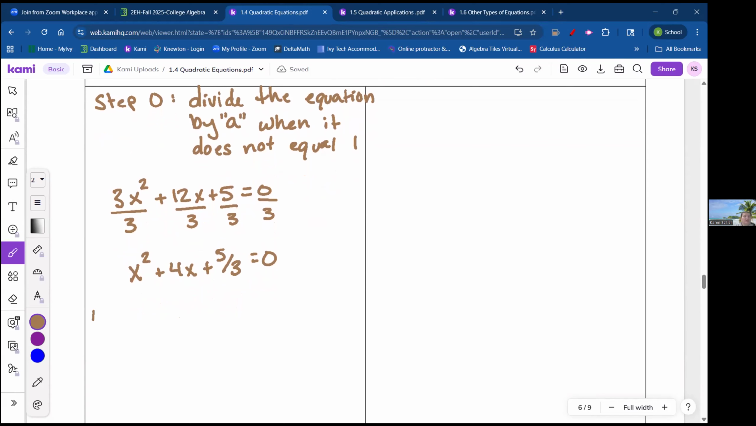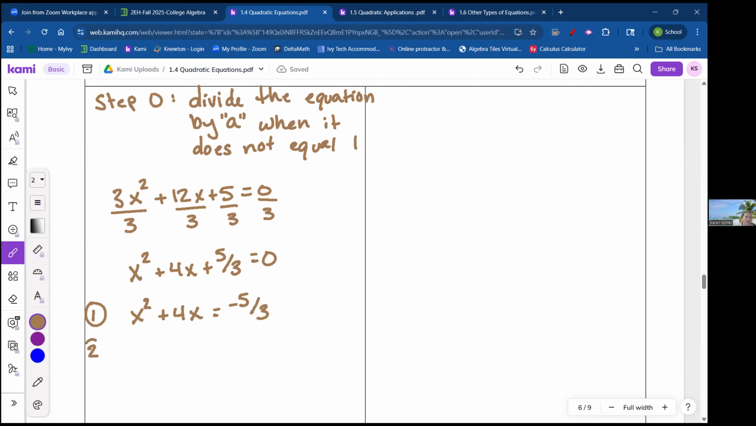Then we can start on step 1. I'm going to move the 5 over 3 to the right. It'll be x squared plus 4x is equal to negative 5 over 3. Again, guys, we have calculators to be able to add, subtract, all those fun things with fractions. So don't be intimidated by fractions, because you have a calculator that can do all the work for you.